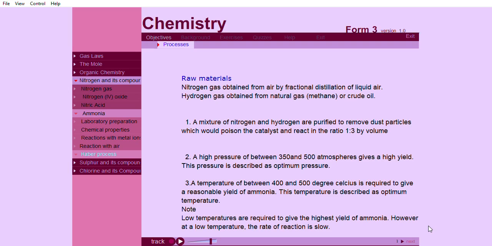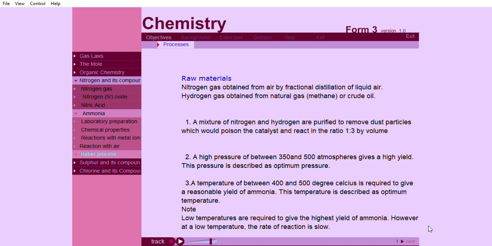A temperature of about 400 degrees Celsius to 500 degrees Celsius is required to give a reasonable yield of ammonia. This temperature is described as optimum temperature. Note that low temperatures are required to give the highest yield of ammonia. However, at a low temperature, the rate of reaction is low.